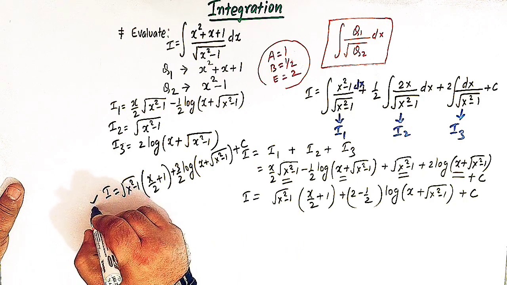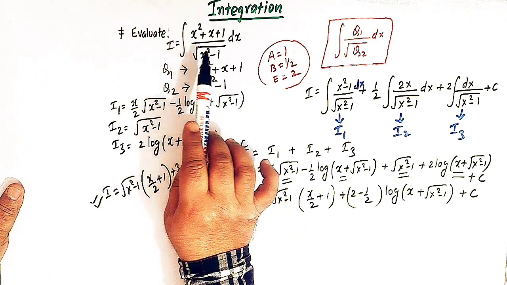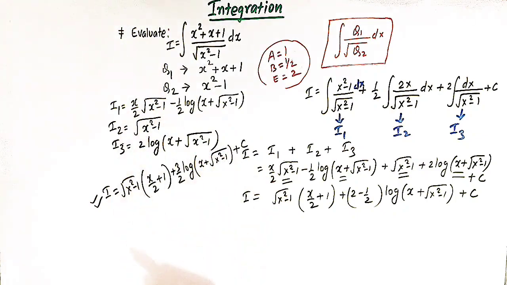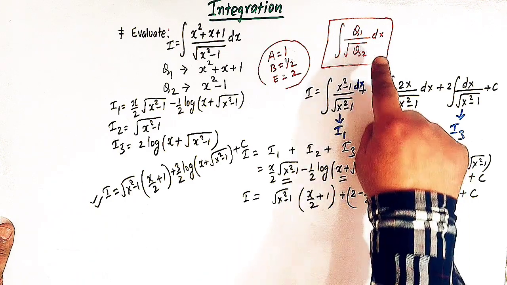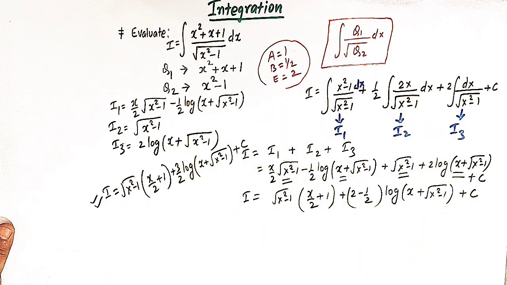So this is the required expression for the indefinite integral of this function. This is how we can find the indefinite integration of functions, or integrands, of this form, q1 over square root of q2.